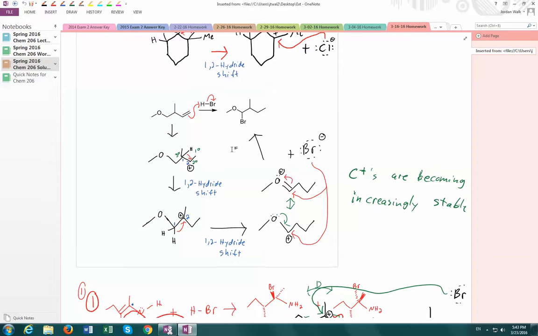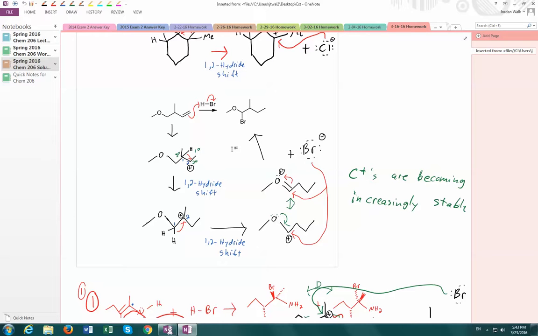Basically the only difference between this one and the one above it and anything we've seen before is that as long as we're becoming more and more stable with our carbocation, we can undergo multiple shifts. So this is reaction number 1. It's just the treatment of an alkene with a strong acid. And so we protonate the primary carbon, because we can form the secondary carbocation by doing so.